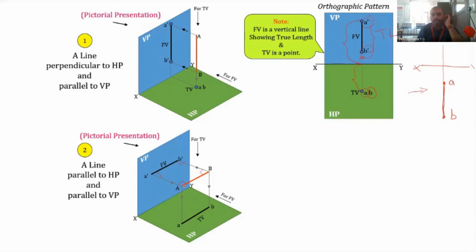Why? Because the line capital AB is parallel to the HP. Since it is parallel to HP, this distance is equal to this distance, and these two angles are 90 degrees, that we already know, and these angles are also 90 degrees. So which makes it a rectangle, and in a rectangle you know the opposite sides are equal. So capital AB should be equal to small ab. So in the top view also we will get the true length, that is the actual length.